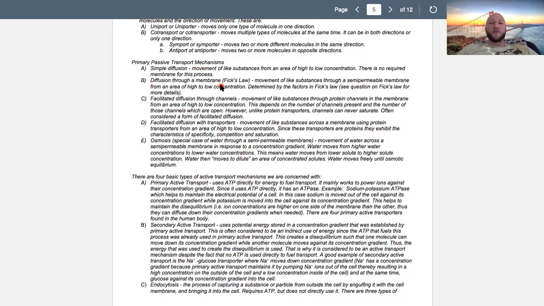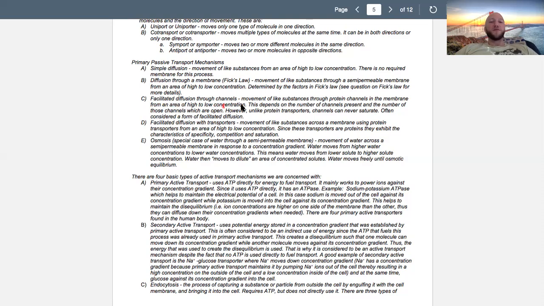Diffusion through a membrane, so this is where we have diffusion, like with A here, but it's across the membrane. Movement of substances through a semi-permeable membrane from areas of high concentration to low concentration. Determined by the factors in Fick's law. Know Fick's law. There will be questions about Fick's law. We have another question coming up about Fick's law where we're really going to get into it, so stay tuned for that.